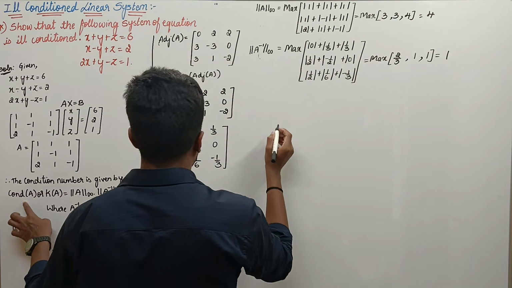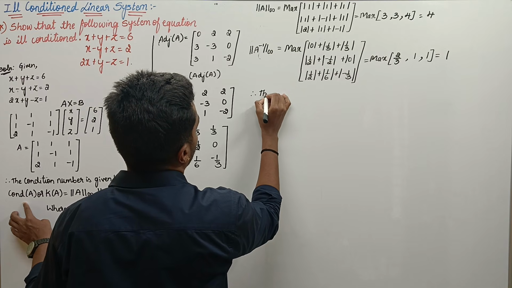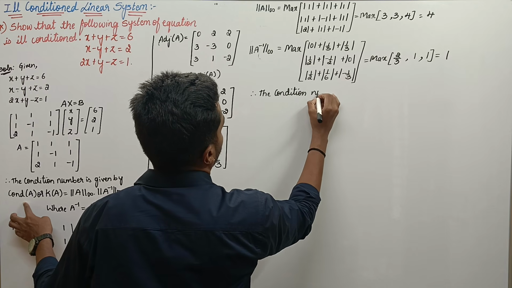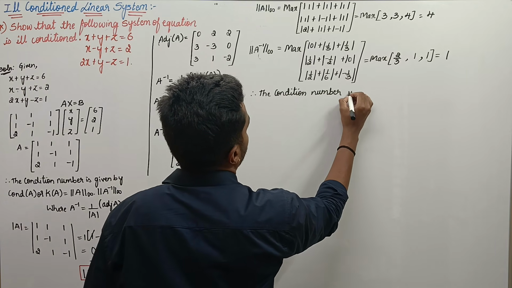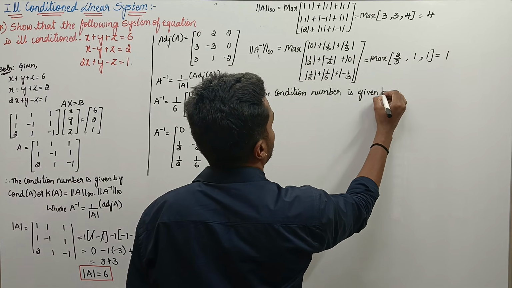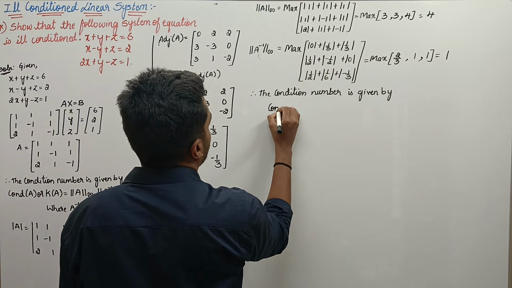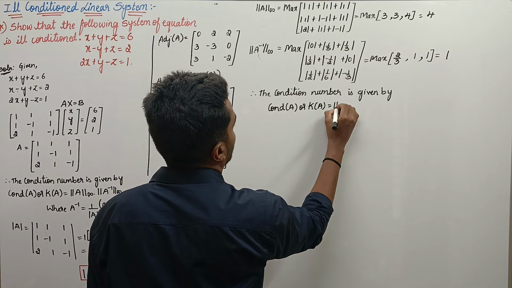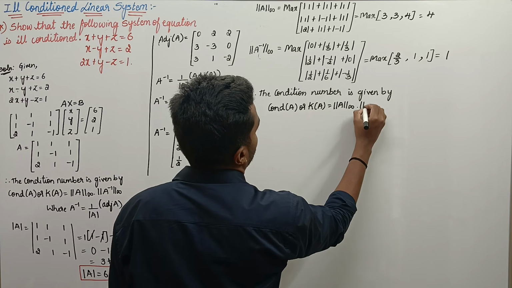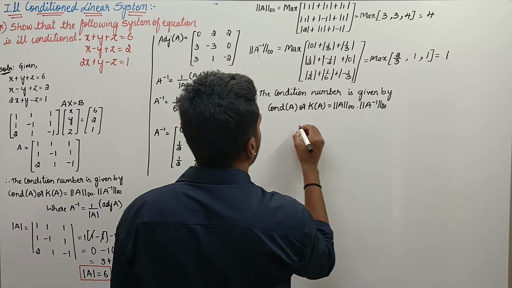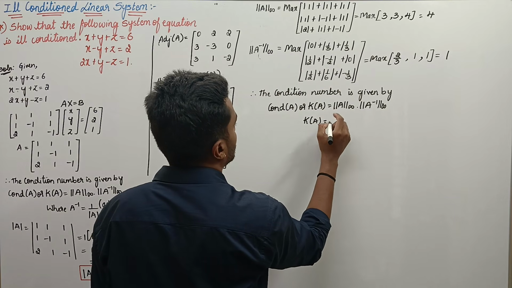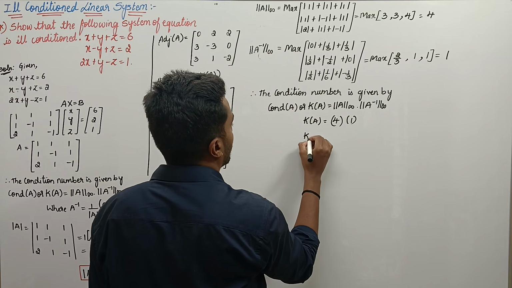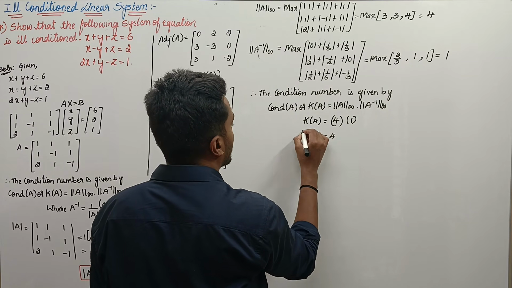Done. Now, what are we supposed to represent? The condition number. Therefore, the condition number is given by condition of A or K of A, which is equal to norm A infinity into norm A inverse infinity. K of A equals norm A infinity, 4, into norm A inverse infinity, 1. K of A equals 4.